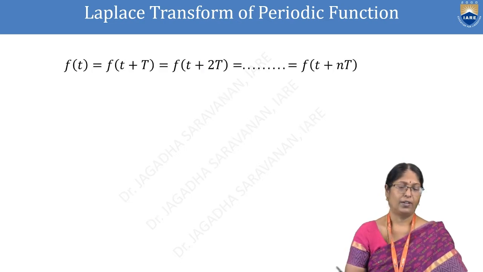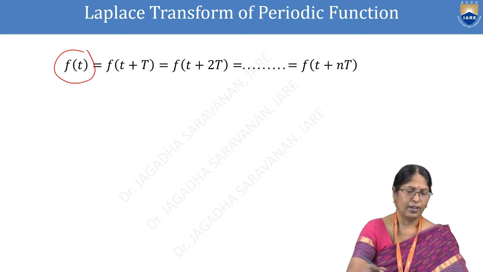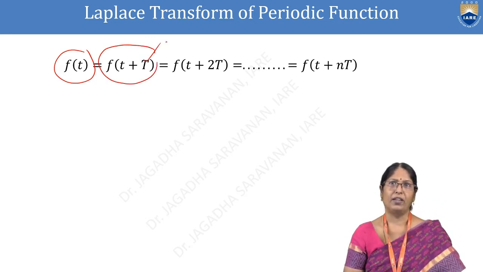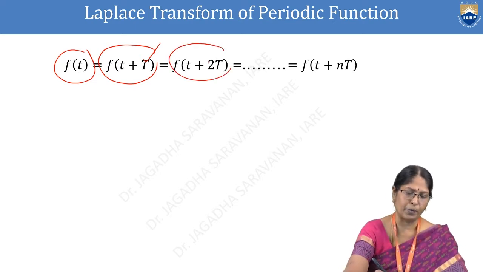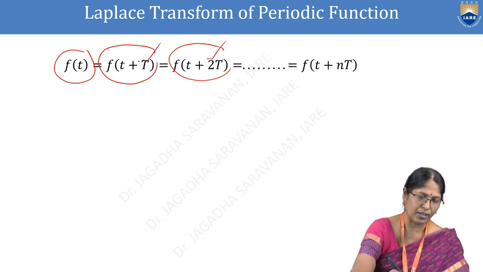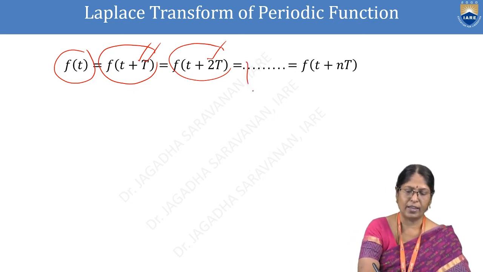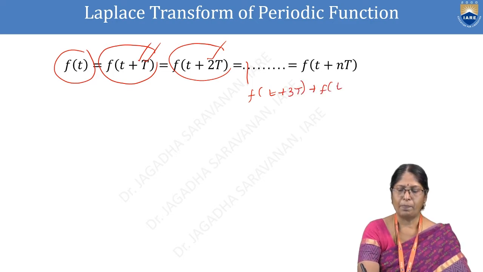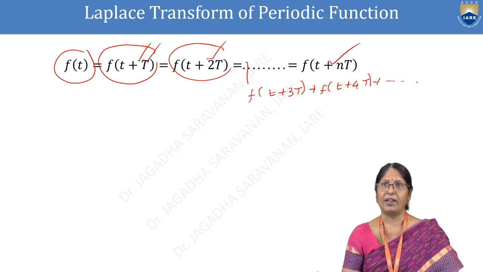This is our given function, f of t. When we add the period, f of t plus capital T equals f of t, and then f of t plus 2T, the period multiplied by 2, and the first one was multiplied by 1. The next terms are f of t plus 3T, f of t plus 4T, and so on. It continues, and the last one is f of t plus nT.